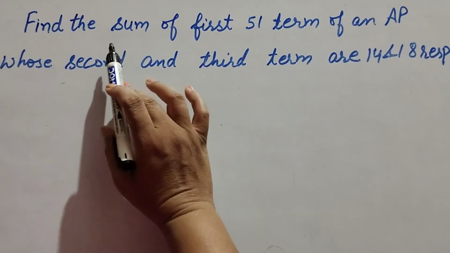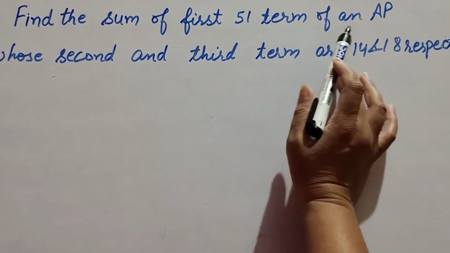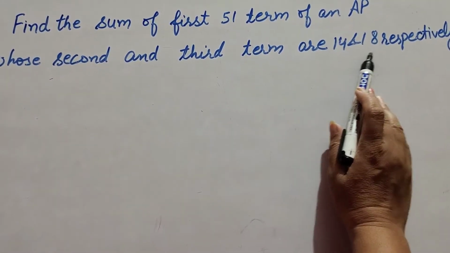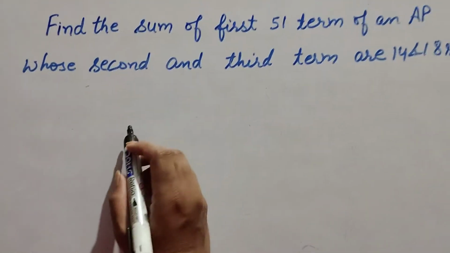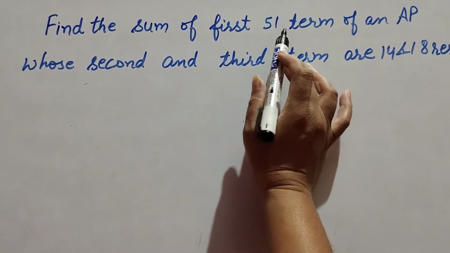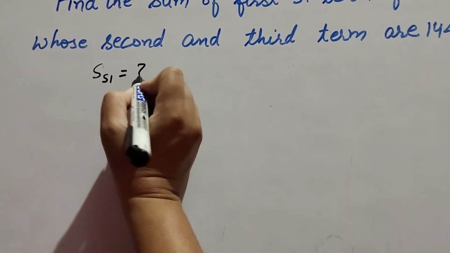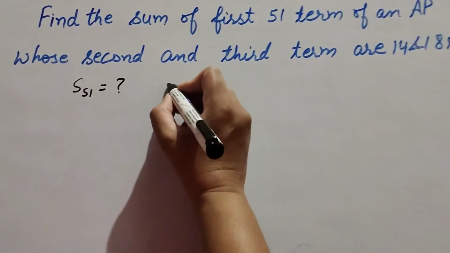In this video we discuss: find the sum of first 51 terms of an AP whose second and third terms are 14 and 18 respectively. So in this AP series we find the sum of first 51 terms. We find the sum of 51 terms, it is S51, that we find.